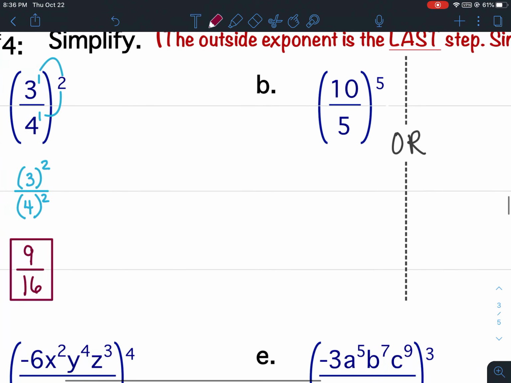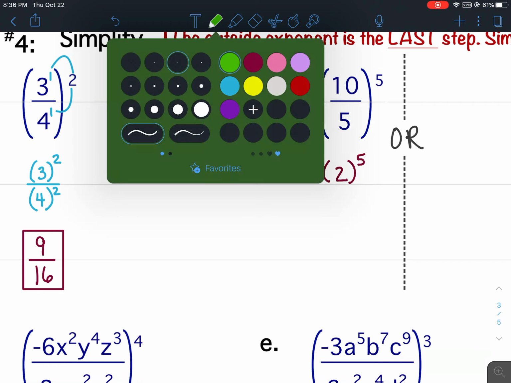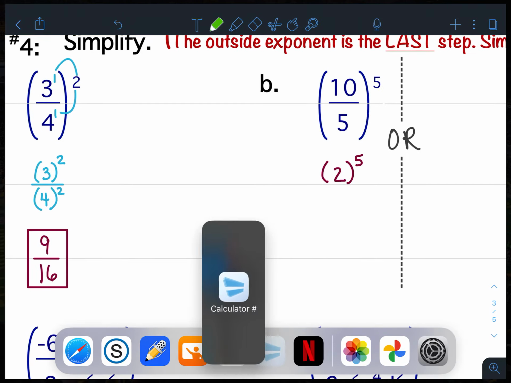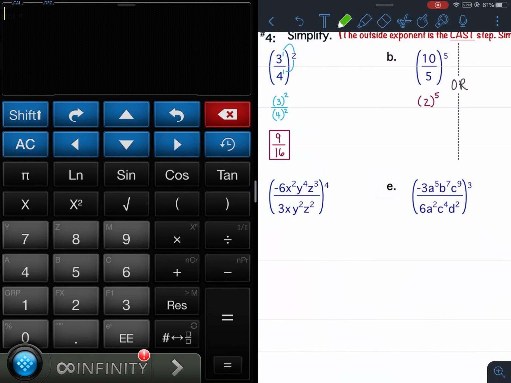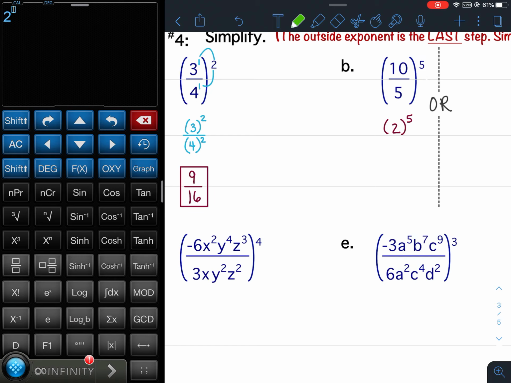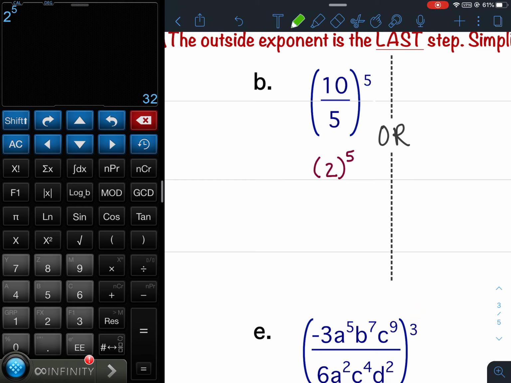Again, we want to follow the order of operations. So we want to do what's inside the parentheses first. Well, 10 divided by 5 is 2. So this is going to be 2 to the 5th power. If I do 2 to the 5th power in my calculator, pull up the calculator here. Two to the 5th power is 32. So this would be 32.